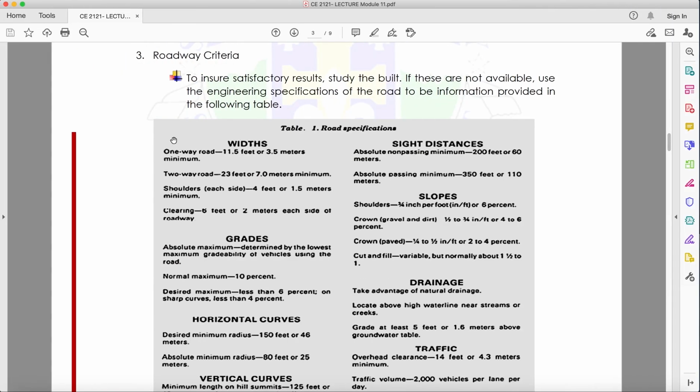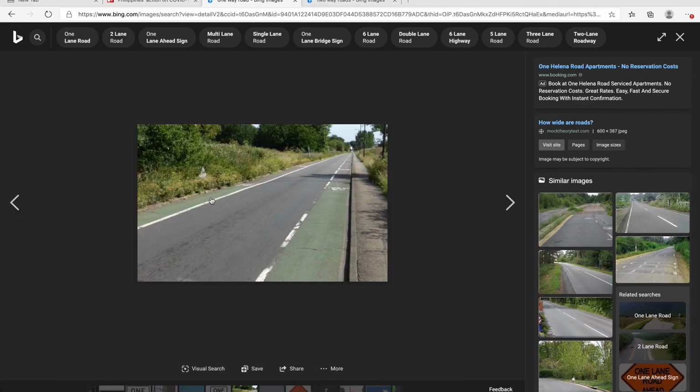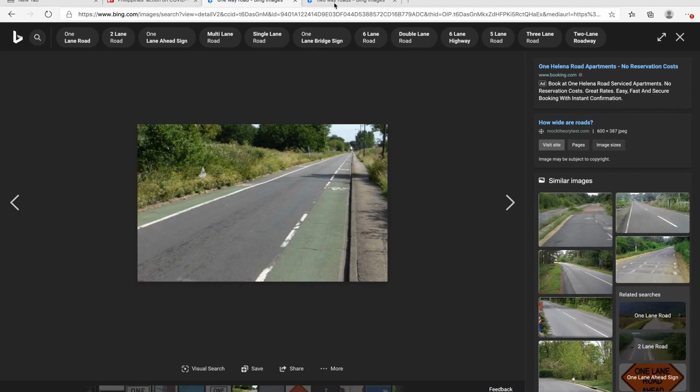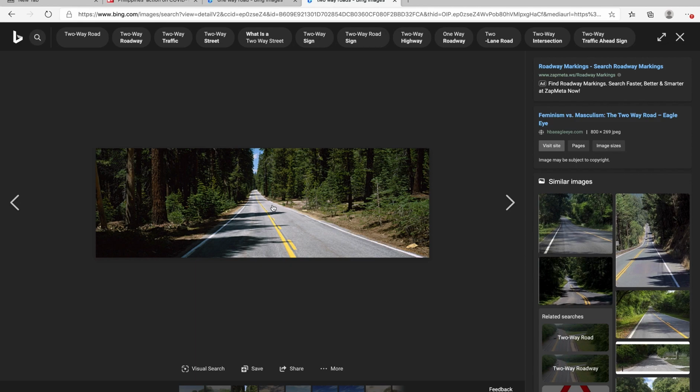And for a one-way road, it has to have a 11.5 feet or 3.5 meter minimum width. Okay, if it is a two-way road, it should be 23 feet or 7 meters minimum. So this is a two-way road, isang direction pa ganon, isang direction pa ganito. So this is 3.5 meters and this is also 3.5 meters. Therefore, the minimum width for a two-way road is 7 meters.